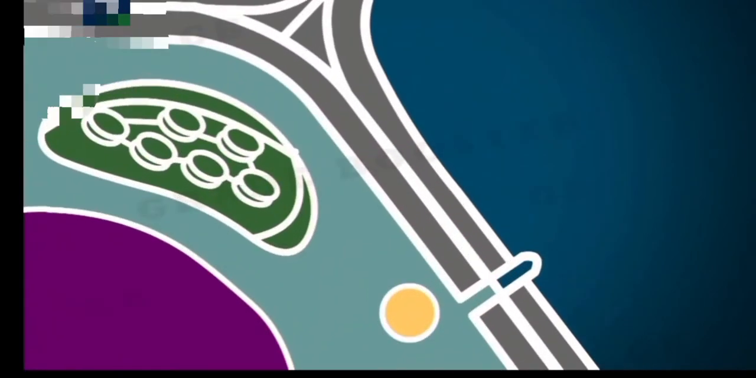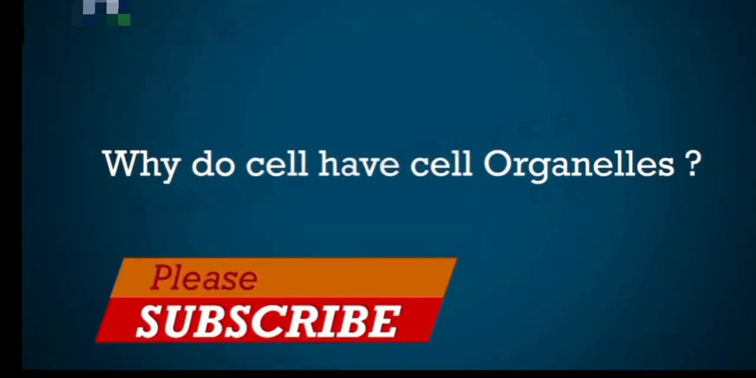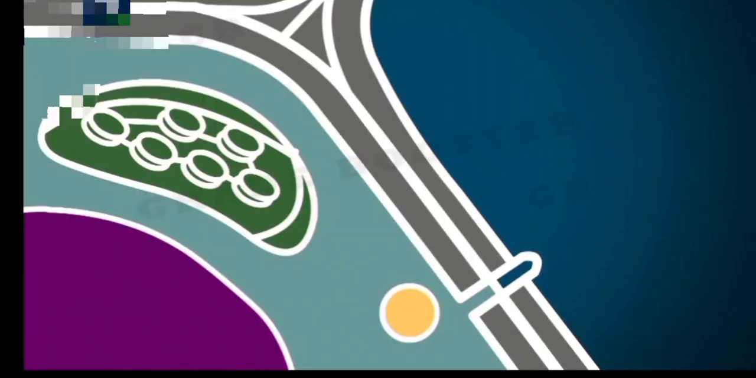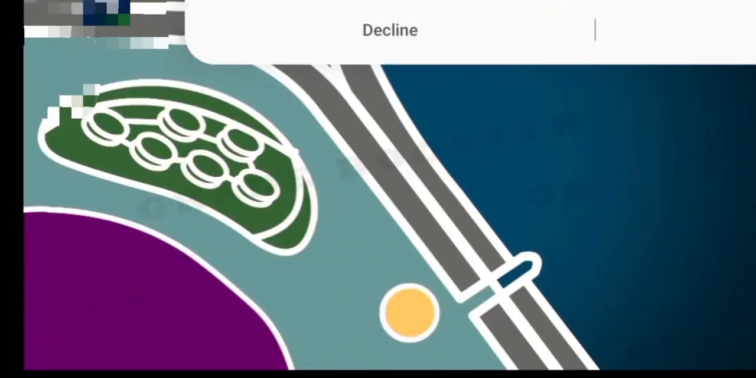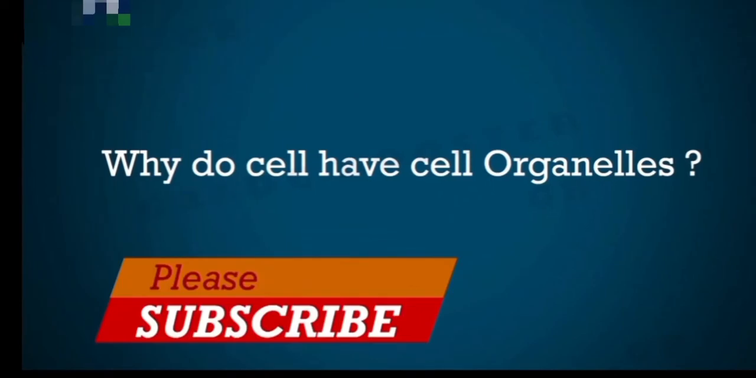There are some cell organelles that are only found in plant cells. They are plastids. They are called pigment stores because plastids contain different pigments. Plastids also help in photosynthesis. Now let's see, why do cells have organelles?